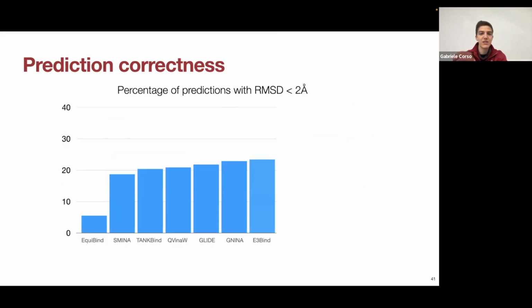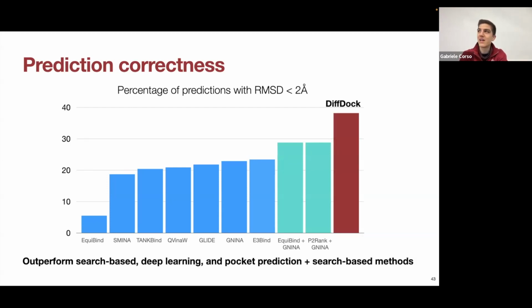All right, but then the first core set of results, right? We already saw this here in the beginning, what Gabriele showed us. We have EquiBind and E3Bind and TankBind, these regression-based deep learning methods, not doing substantially better than the classical search-based methods. And if we now combine methods to find the pocket with classical search-based methods, then this is already a little bit better. But this is not similar to the improvement that we're able to get with DiffDock, where we really put a sizable margin between that and the previous state of the art.